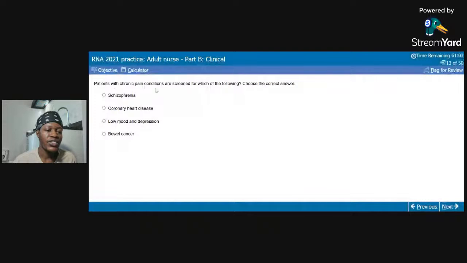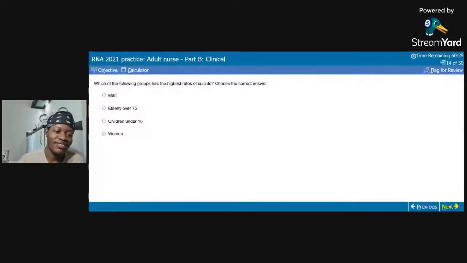Patients with chronic pain conditions are screened for which of the following? Choose the correct answer. We know that chronic pain comes from cancerous things. Can coronary heart disease cause chronic pain? I think that should be chest pain. Okay, come on. Which of the following groups has the highest rate of suicide? It's definitely men. You don't need to argue it too much. It is men.